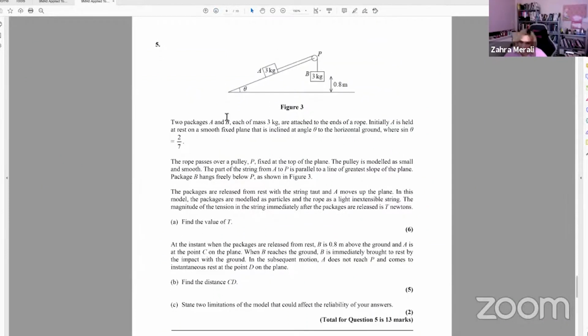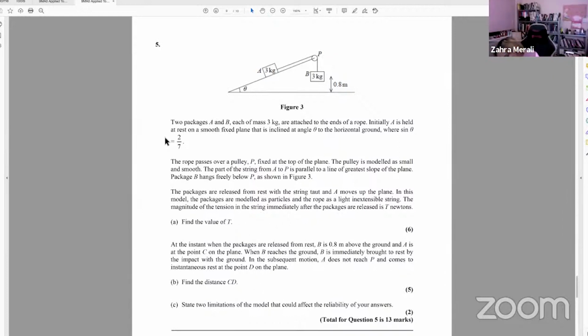Right. Pulleys. Okay, so pulleys are easy. They're usually worth quite a lot of marks, but they always follow the same process. And again, it's labeling. You get your labeling right, these questions become really easy. So let's have a look.